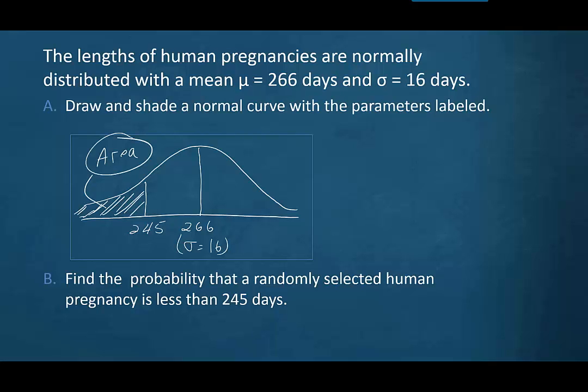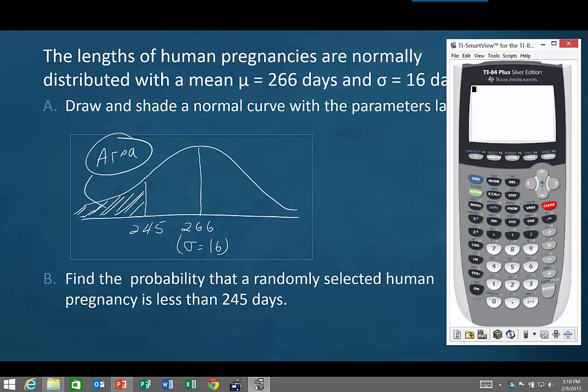And I'm going to do this using technology. Okay, so I'm going to do norm CDF. So second var to access the distribution key. Select number 2, norm CDF. Lower bound is going to be negative infinity. I put it as negative 1 E99. There are other ways you can put that in. That's the way I've done it. And then the upper is 245. The mean is 266. Standard deviation of 16. And then press paste. So we get 0.095.